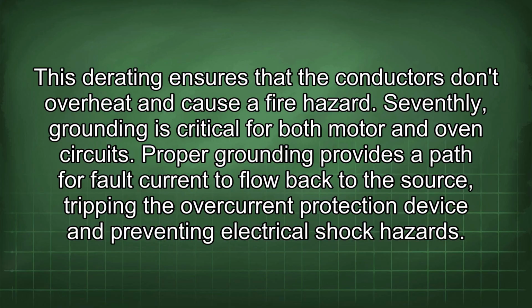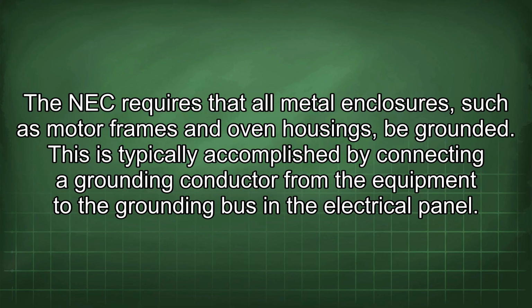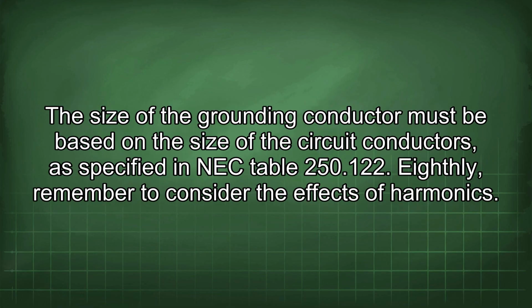Seventhly, grounding is critical for both motor and oven circuits. Proper grounding provides a path for fault current to flow back to the source, tripping the overcurrent protection device and preventing electrical shock hazards. The NEC requires that all metal enclosures, such as motor frames and oven housings, be grounded. This is typically accomplished by connecting a grounding conductor from the equipment to the grounding bus in the electrical panel. The size of the grounding conductor must be based on the size of the circuit conductors, as specified in NEC Table 250.122.